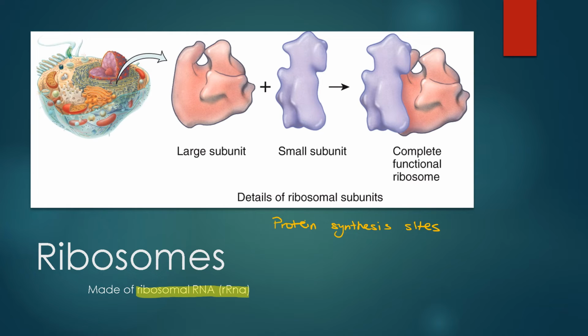Now, structurally, the ribosome is made up of two subunits. We have a large subunit and a small subunit. The small subunit is approximately half the size of the larger one. These two subunits are made separately in the nucleus, and then they exit the nucleus separately, and then they come together in the cytoplasm. So these are made in the nucleus separately.